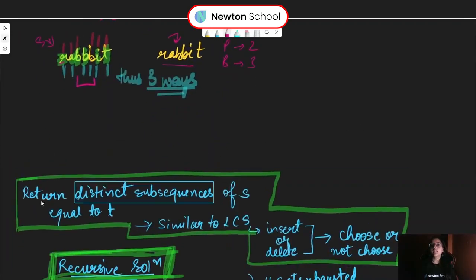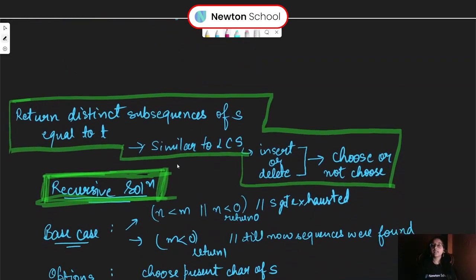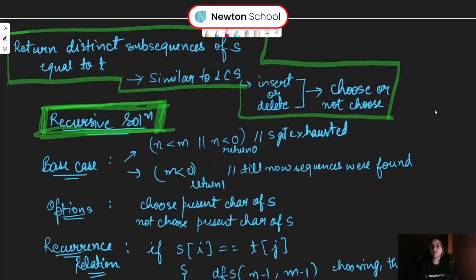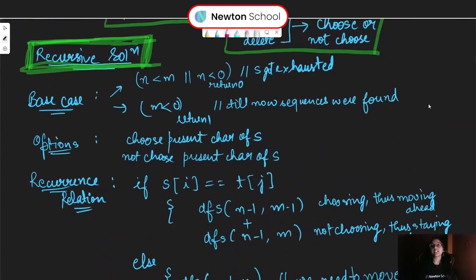Now comes what this question is about: we are required to return distinct sequences of s equal to t, similar to LCS, because in that also we were inserting or deleting. So either we are required to choose it or not choose it. The only difference here is that if there is a match, then only we have the option to choose it or not choose it. But if it is a mismatch, then we'll surely not choose it. So this was the thing which I was discussing earlier with you.